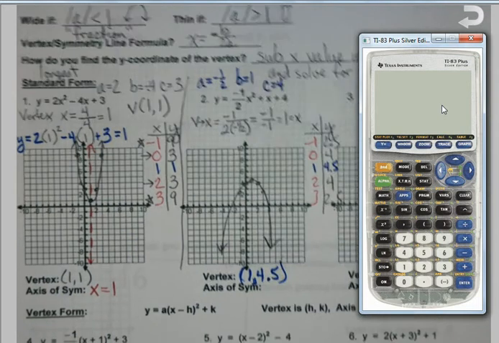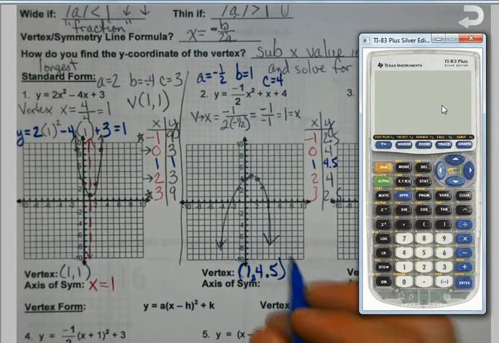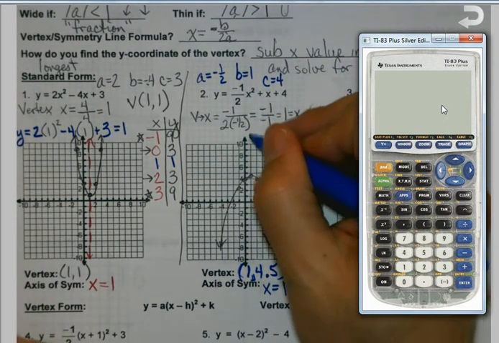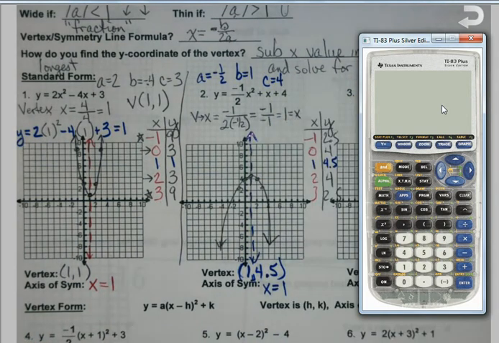And what's my axis of symmetry going to be this time? What's that? 1. Yeah, I've got to put the x equals, but yeah, x equals 1. Because that's the line at which I could fold my graph in half and have symmetry. So there's lots of ways to be able to get this done.